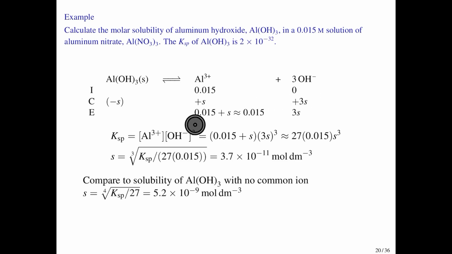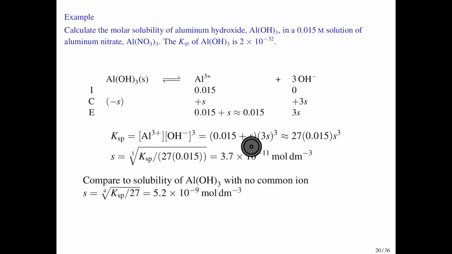So we've got the 0.015 plus S. Again, that plus S is going to be completely insignificant, so we can just neglect it. And then we'll have 3S for the hydroxide. We substitute these concentrations into the solubility product. And then, if it weren't for our approximation, we would have a fourth degree type of polynomial to solve. However, we know that S is going to be very small, so we'll just neglect this. And then we get an equation that's much easier to solve for the solubility.